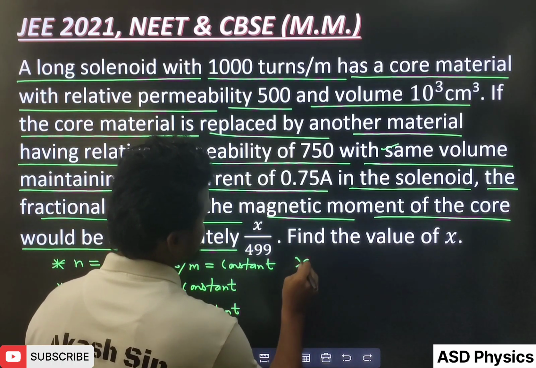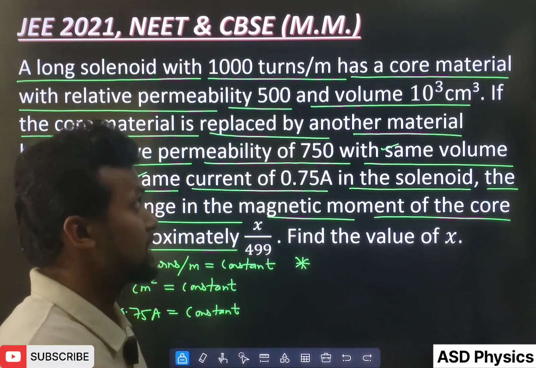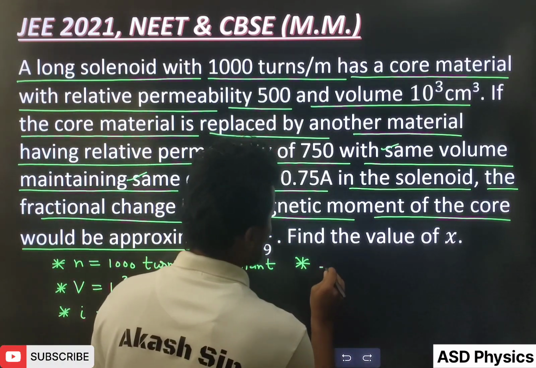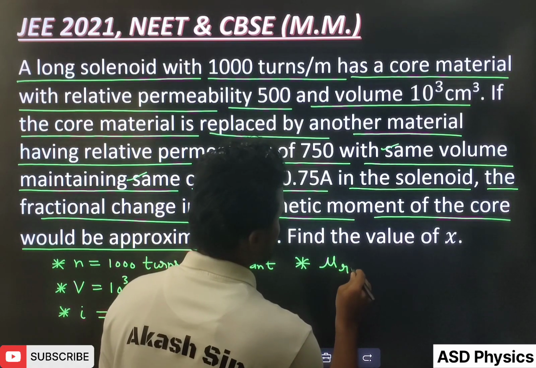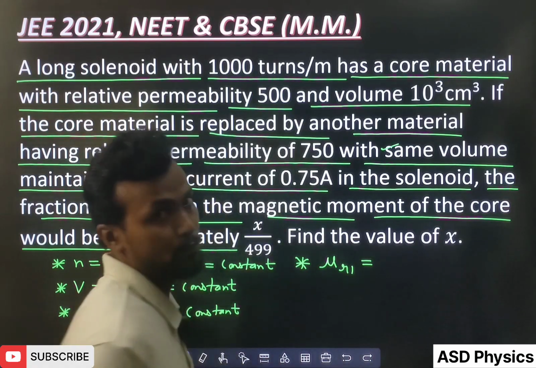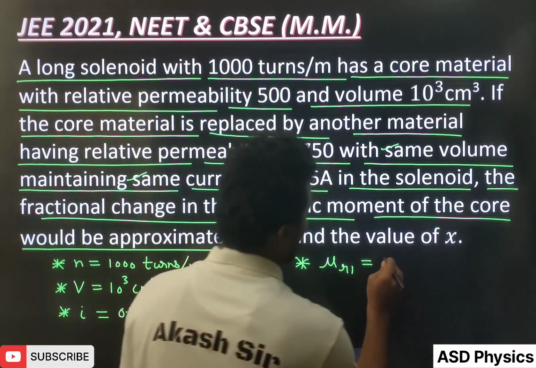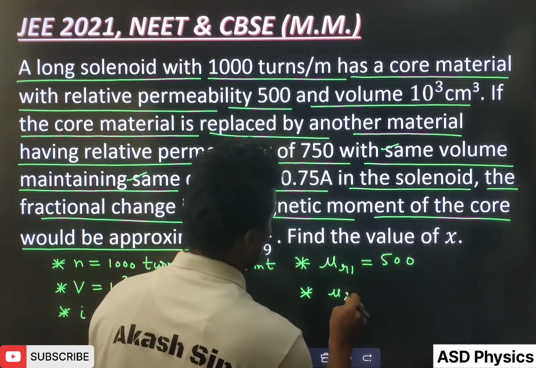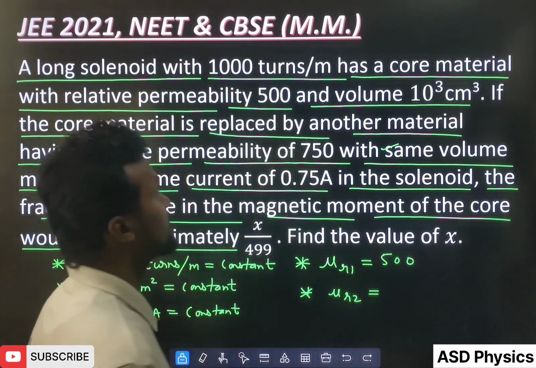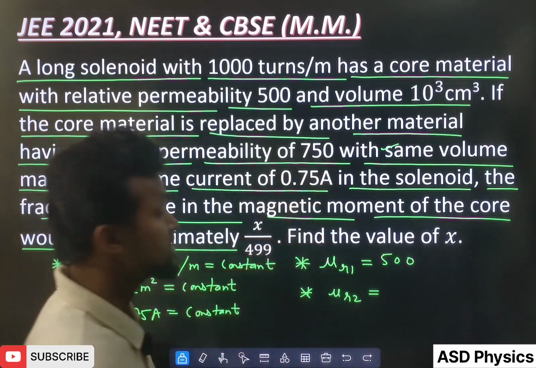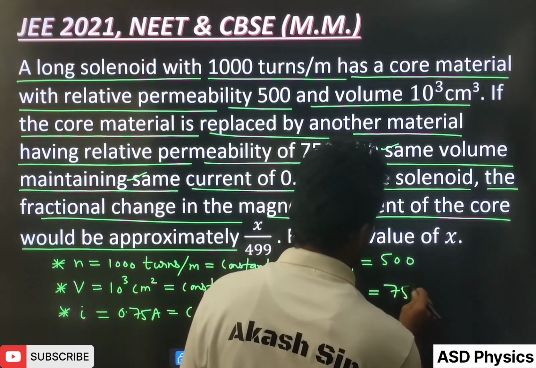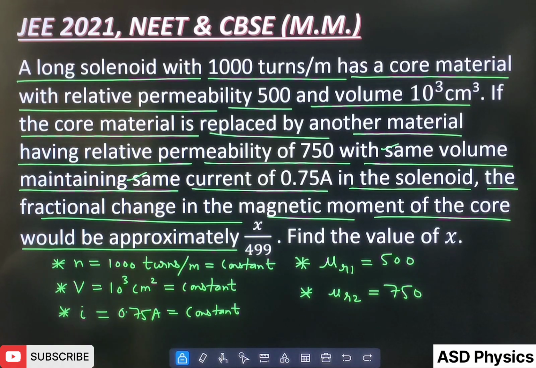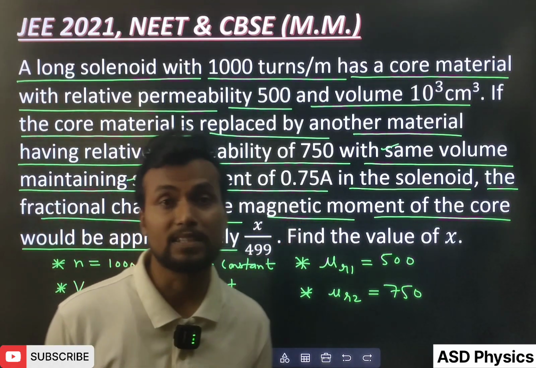After that, relative permeability. In the first case, what is the relative permeability of the material? 500. So I will write here relative permeability as mu R1, first case mu R1 is 500. After that we are replacing it with another material, which has 750. And in the question, they are asking for the fractional change in the magnetic moment.